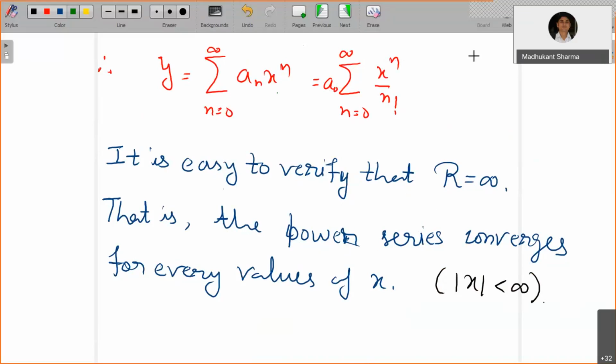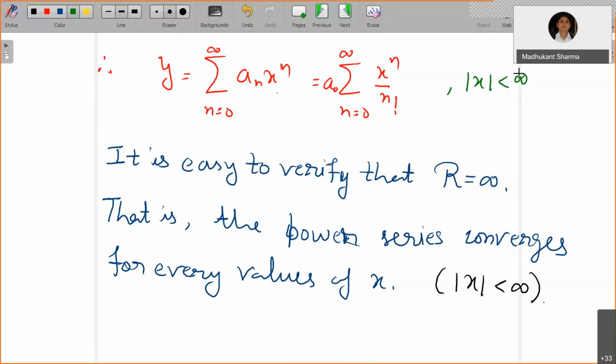So you have this radius of convergence, mod x less than infinity, which means it converges for every value of x. So such a solution is possible, and here again it is easy to recognize what this series corresponds to. Once you identify the initial condition that y at 0 is 1, you can identify the unique solution: e to the power x equals summation n equals 0 to infinity x to the power n by n factorial.